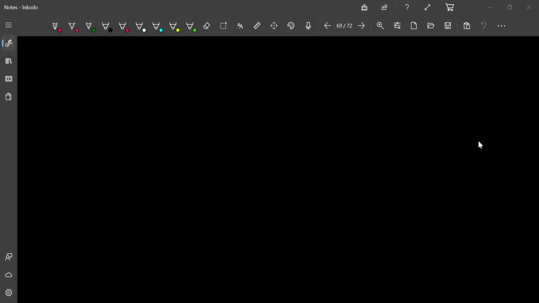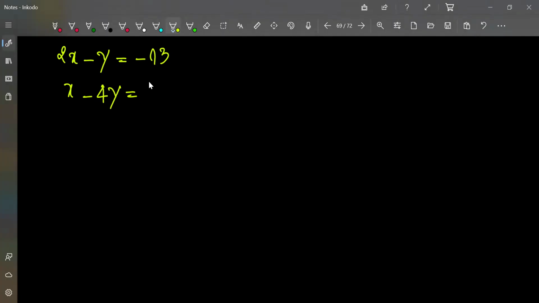And for today's lesson, we will learn how to solve systems of equations. So now let's start with the first example. Here I have 2x minus y equals negative 13 and x minus 4y equals negative 24.